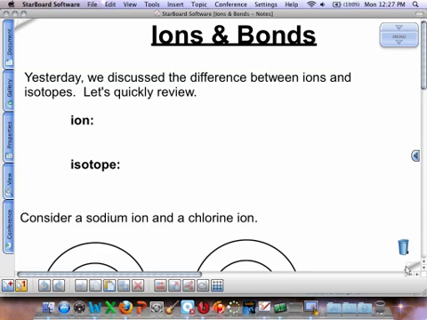But I think it might be worth our time to review again the difference between an ion and an isotope. Why would I care if you know the difference between an ion and an isotope? You guys remember that from Friday? Why is it important to know that? Where would you see that type of question? Probably on the test.